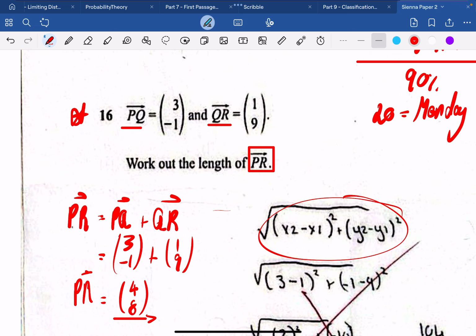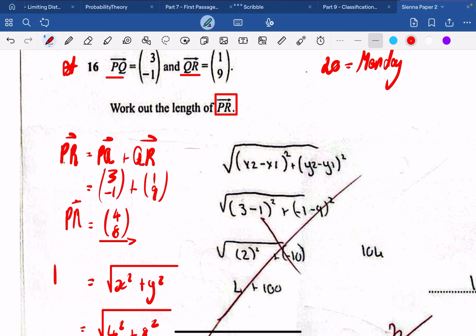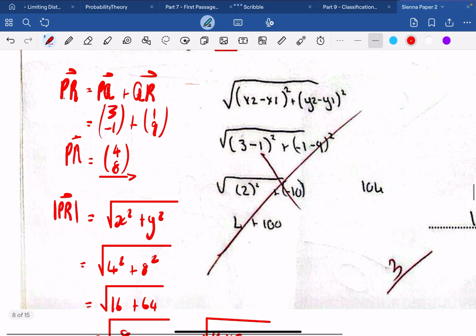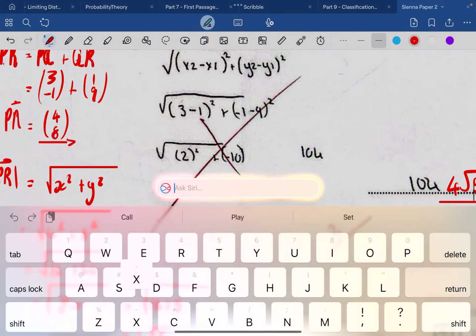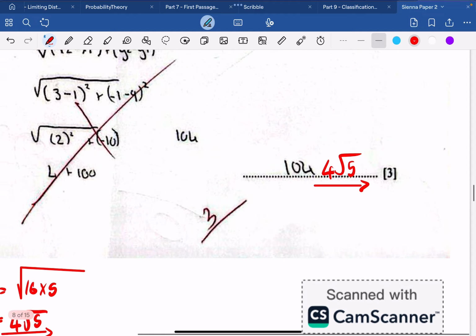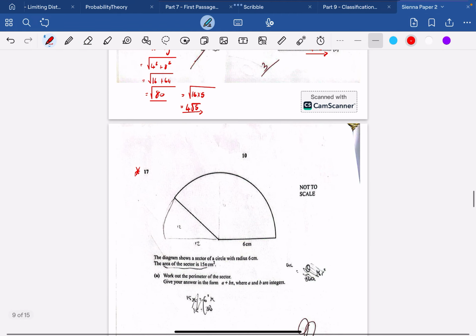Now I could see what you did here is close to being correct. What is the formula for the length? So the magnitude of our vector PR is equal to the square root of x squared plus y squared, 4 squared plus 9 squared, 16 plus 64, equal to the square root of 80. 80 is the same as 16 times 5, so 4 root 5. There's our answer. Happiness.